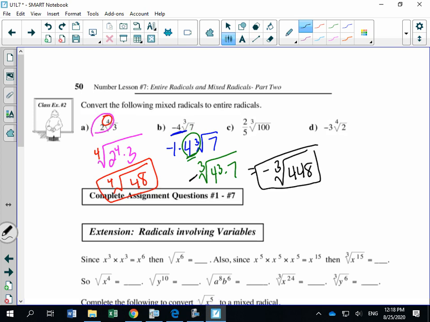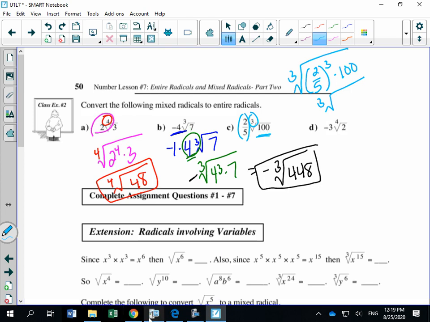Okay, this guy, fractions, see, go in brackets. How did they get 2/5? Well, 2/5 to the power of 3, third root, times by my radicand. I'll show you how to enter that if you're a little bit confused.